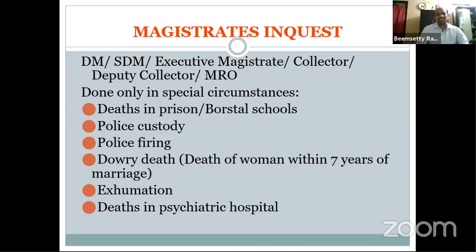And there are some indications. Not in all cases does the magistrate come into the scene. It is done only in special circumstances, like death in prison or borstal schools, death in police custody, death by police firing, dowry death. What is dowry death? I mentioned there, death of a woman within 7 years of marriage. Okay, it comes under dowry death. What is the section involved related to dowry death? 304B.